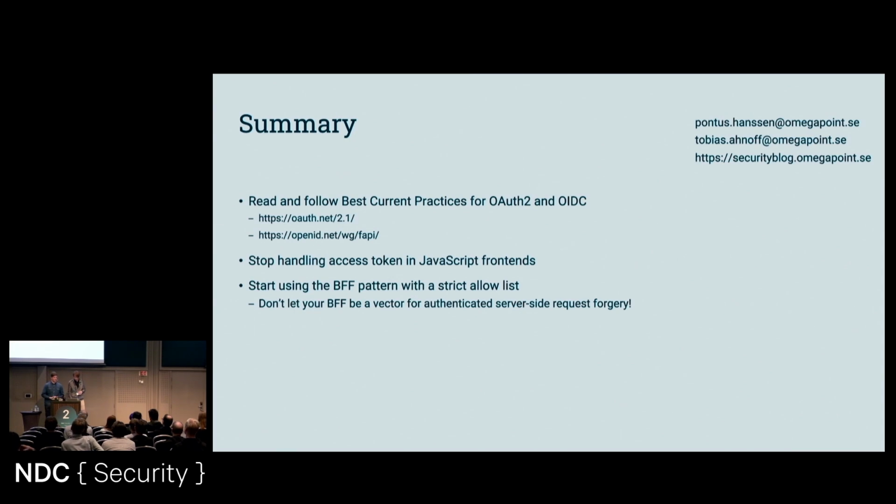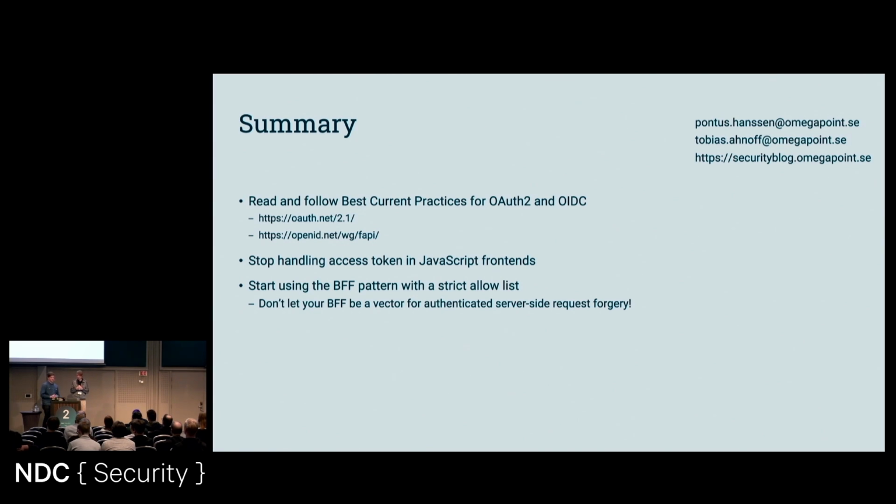So first of all, please read and follow the best current practices for OAuth2 and OpenID Connect, the OAuth 2.1 and FAPI financial grade. Those are good places to start, to find RFCs and so on. Both those two documents are actually quite easy to read, digest and understand. They're much easier to understand than the original core OAuth2 specification.